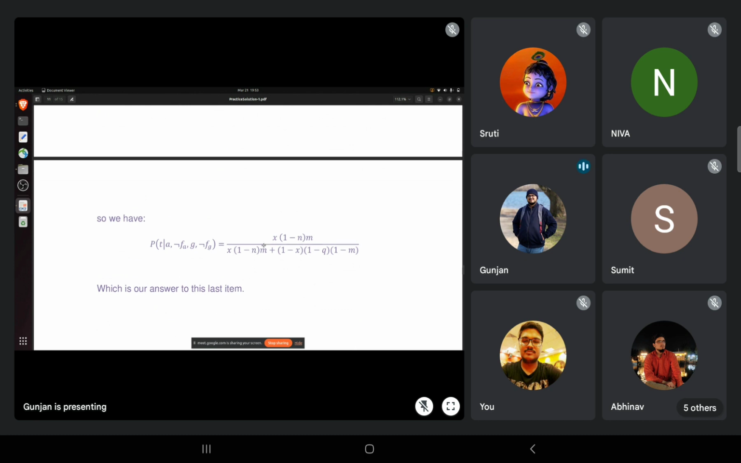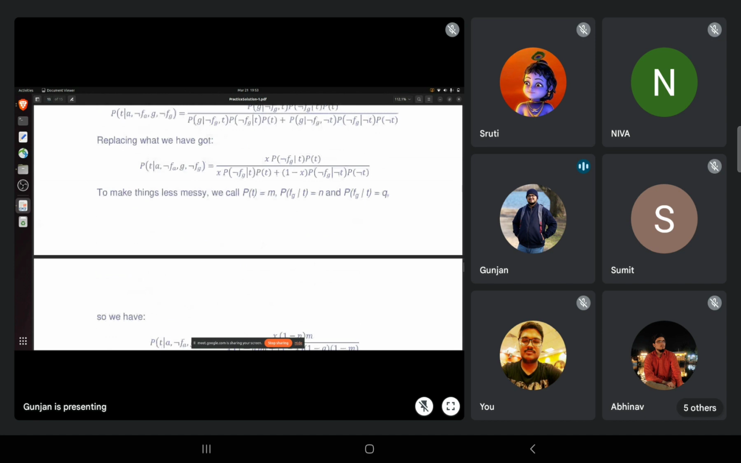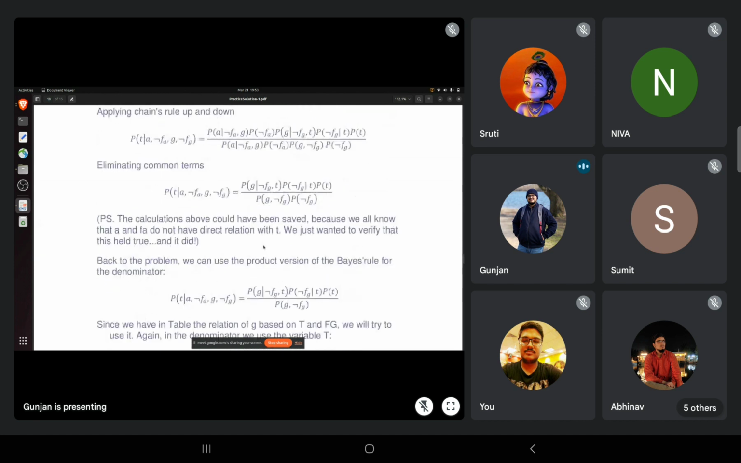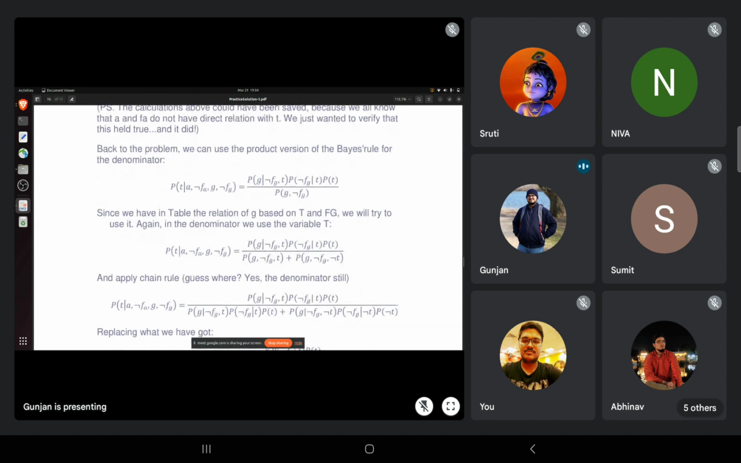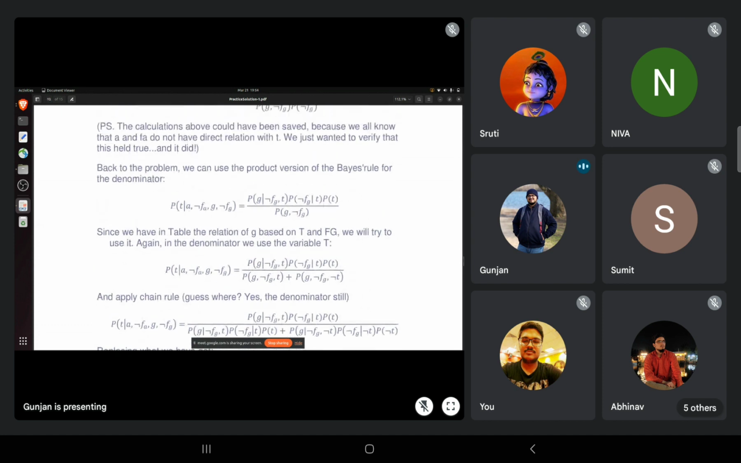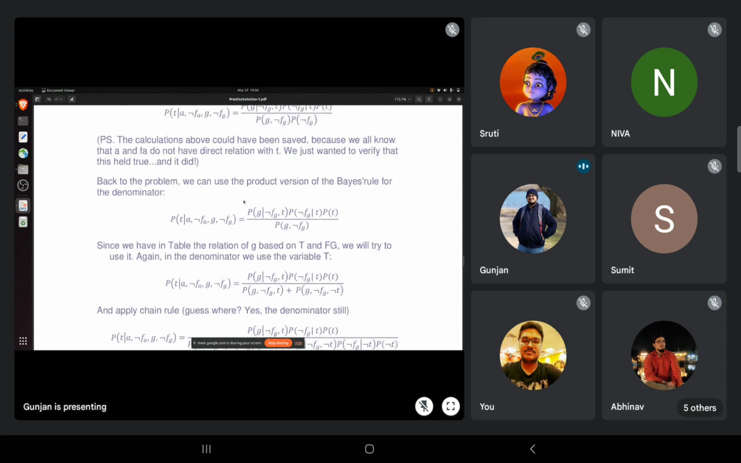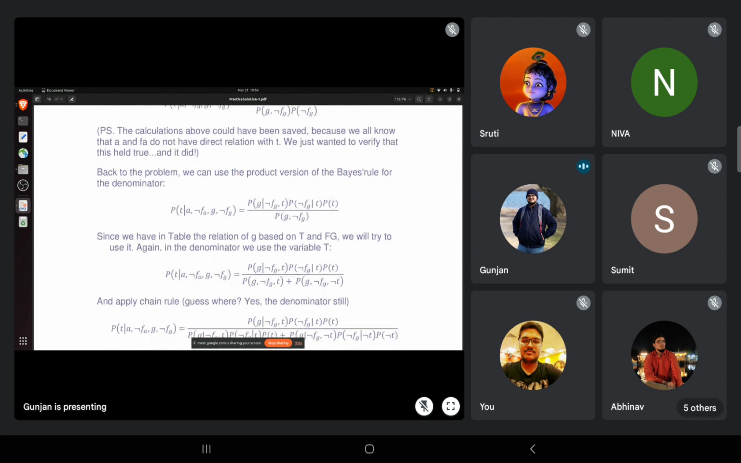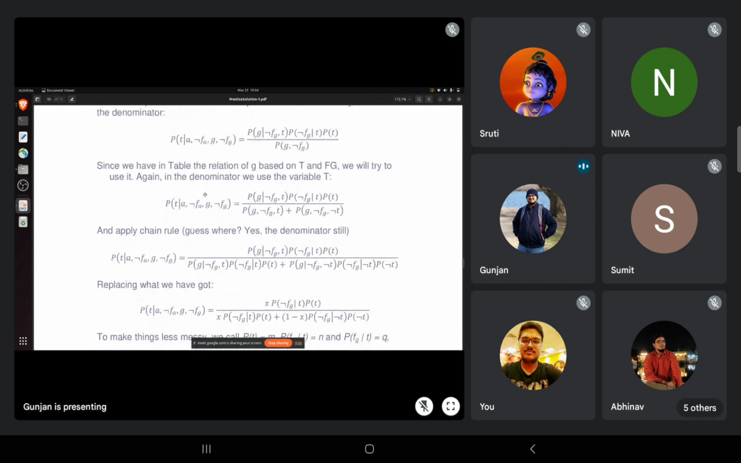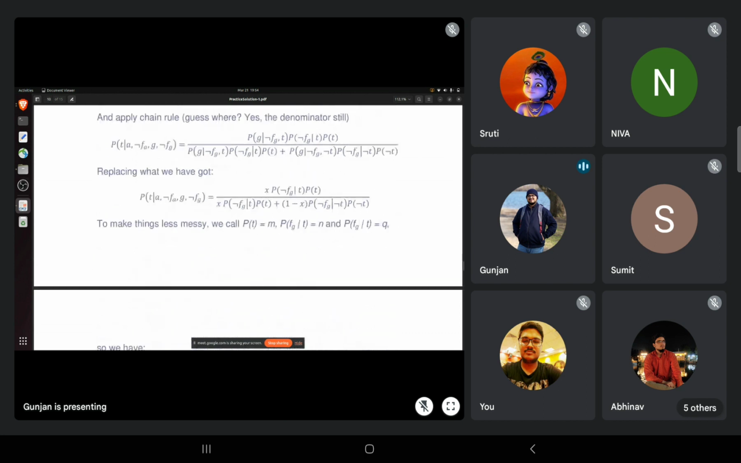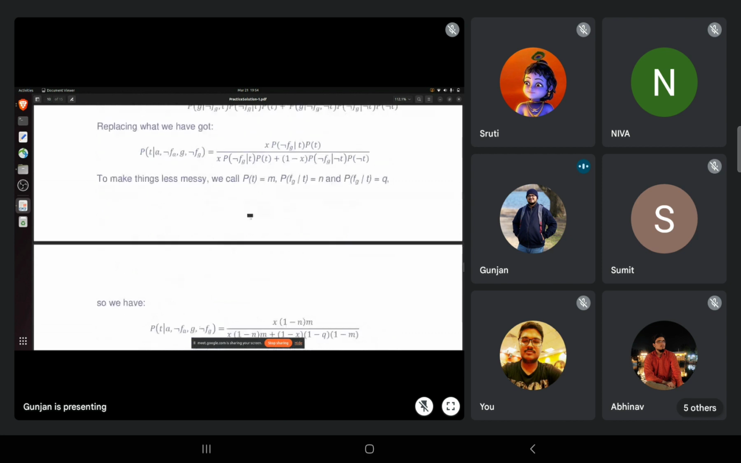And this is how you will have to solve the questions that you have in the assignments. Once you get the hang of how to segregate the values based on the structure of the Bayesian network, you will definitely be able to solve the question. So is this question clear? Are there any doubts on how we arrived at this final expression, or is it fine?